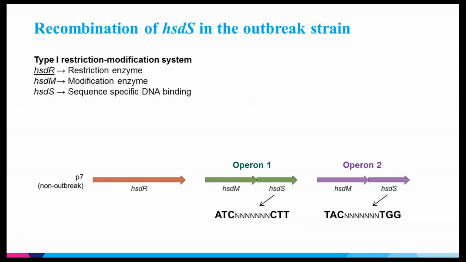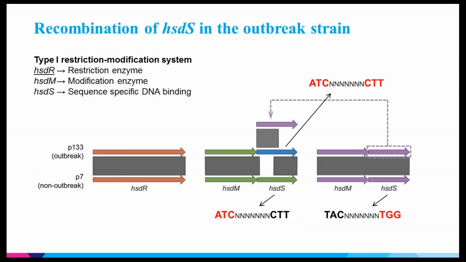Now, the fascinating thing is that in the outbreak strain, what we saw there is a recombination event between hsdS in operon 1 and hsdS in operon 2, and that actually swapped out part of the protein, and it gave rise to a new motif, which is a combination of the 2 earlier motifs. So we get a new motif, ATC-CTT, and it causes genome-wide methylation changes in the outbreak strain. So we have a number of genetic variants, and we have methylation variants that separate the outbreak strain from hospital background.